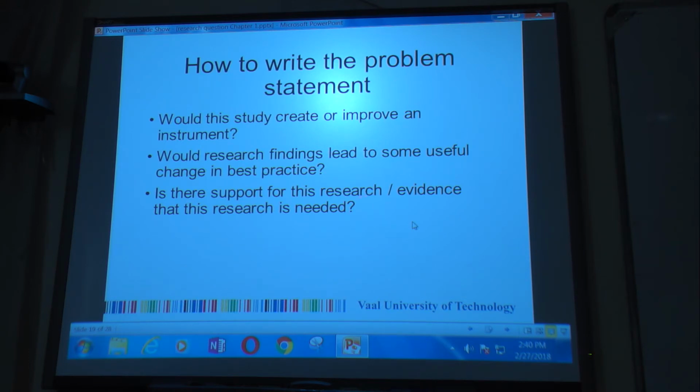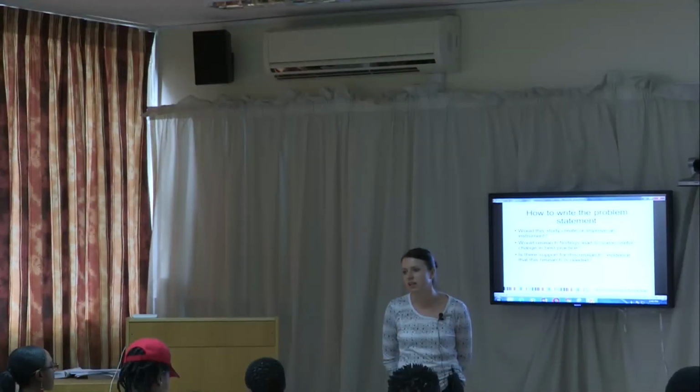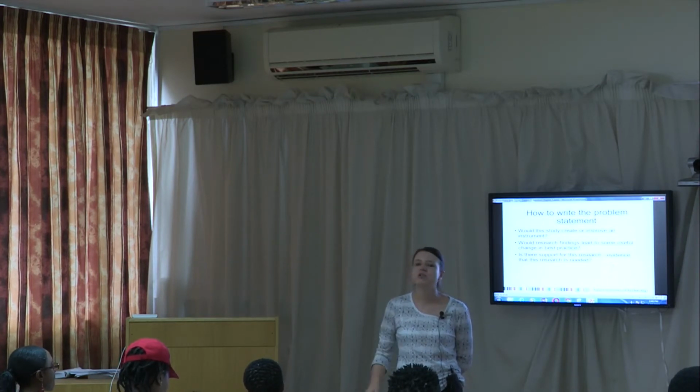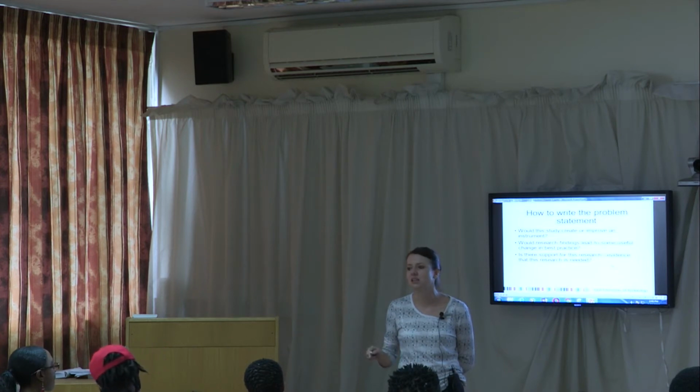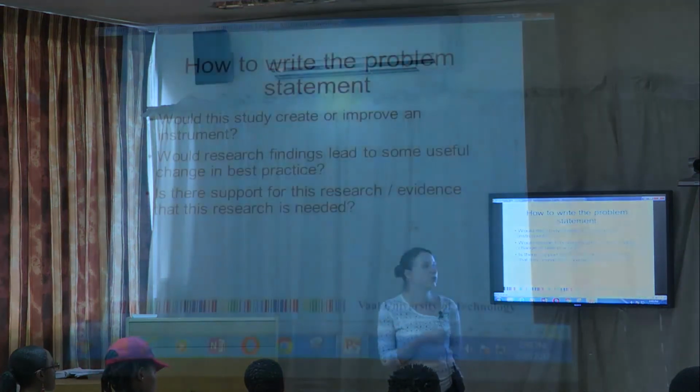Is there support for this research or evidence that this research is needed? You need to indicate what studies have been done, and if studies have indicated that there is a need for this type of research. When you read, for example, an article and you page to the last page, there will be a section dealing with limitations of the study. Those limitations indicate where future research is also needed. There are also recommendations for future studies in articles. You read those because they tell you this research is needed in the future, and you can then support your problem with those studies.